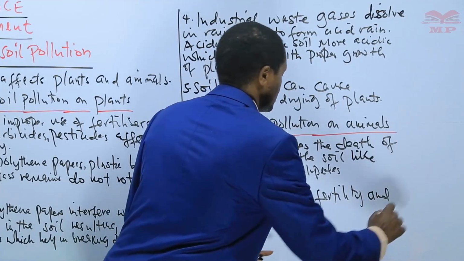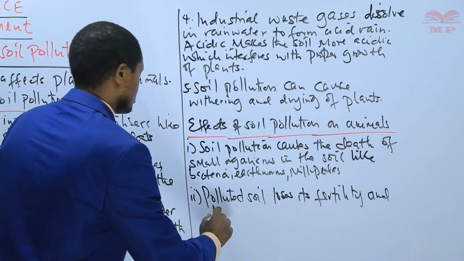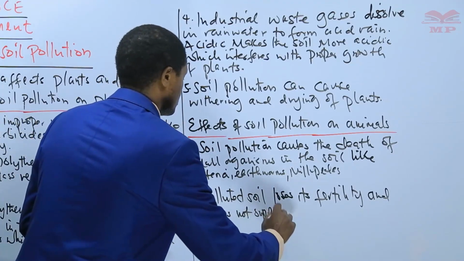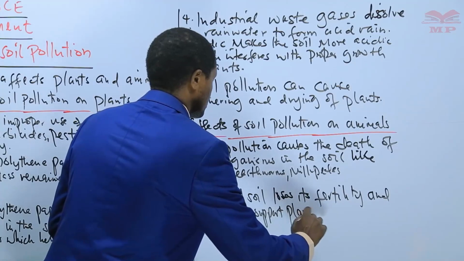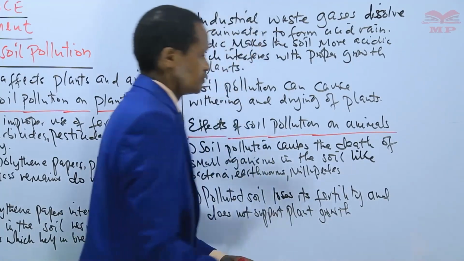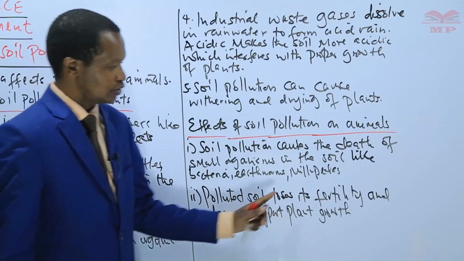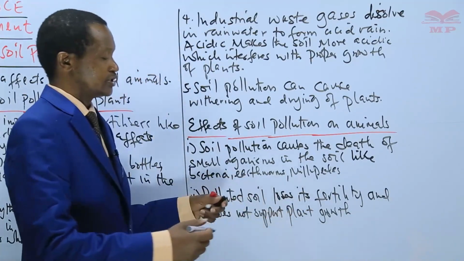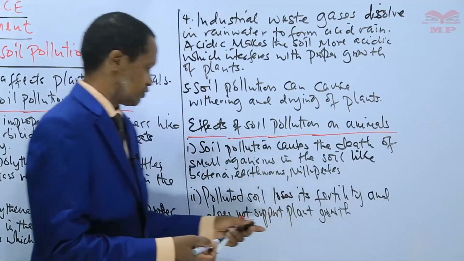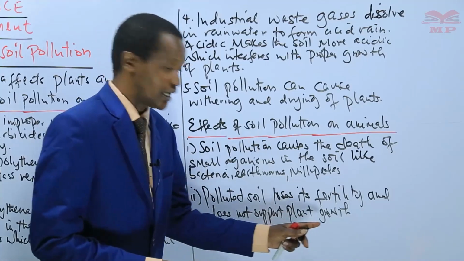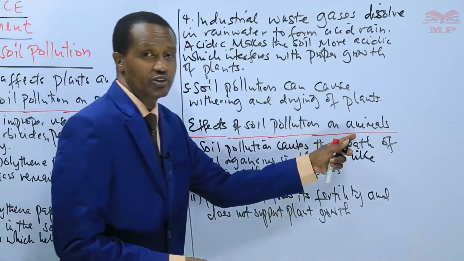and does not support plant growth. Polluted soil loses its fertility. That means that soil is not suitable for supporting plant growth. So then how does that affect animals?